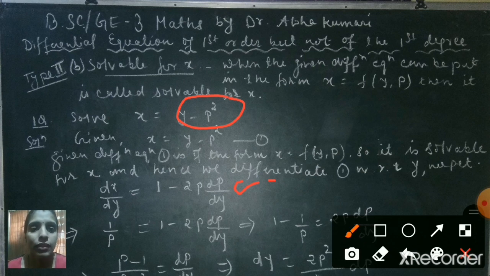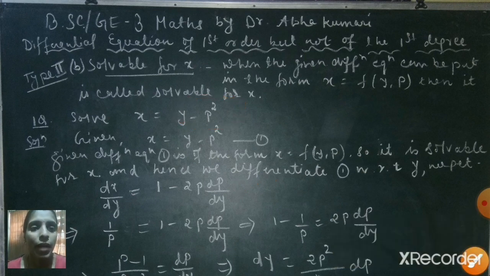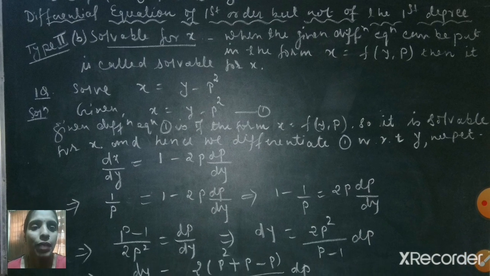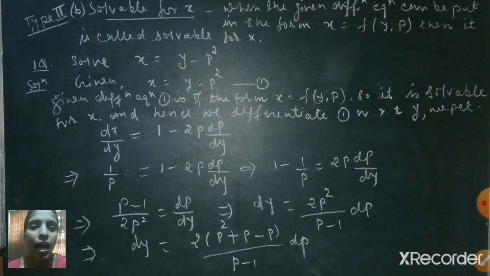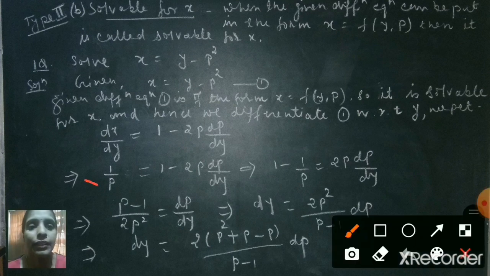Now, dy by dx is p, so we write dx by dy equal to 1 by p. So 1 by p equals 1 minus 2p dp by dy. This implies 1 minus 1 by p equals 2p dp by dy.